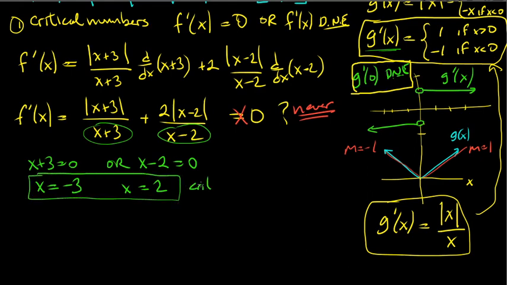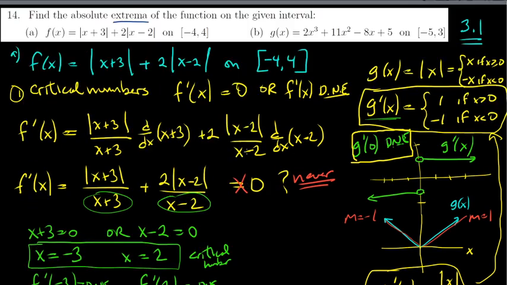These are critical numbers, right? Not because the derivative is 0, but because the derivative does not exist. And the same thing here, when you plug in 2, the derivative does not exist. Right? So that's what makes them critical numbers.